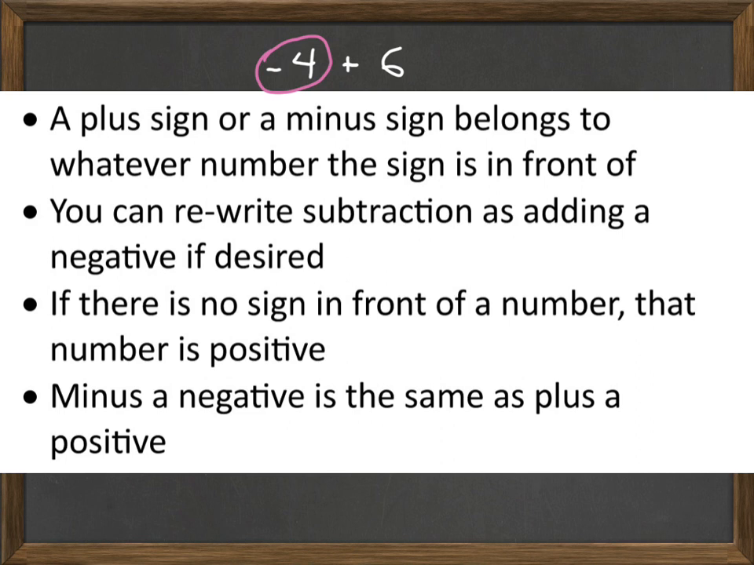They are a whole package, just like a person's mood or attitude goes with them wherever they go. That negative sign belongs to the 4. It does not belong to the 6. Likewise, there's a plus sign in front of the 6, so the 6 is positive. So start thinking about signs, the negative sign or the positive signs, as belonging to the numbers that they're in front of. Let's do a few more examples to really get this concept down.